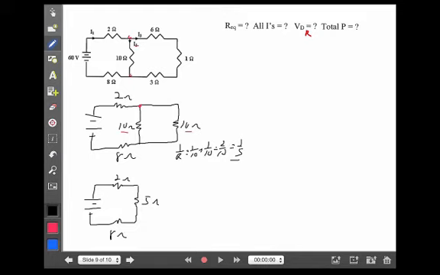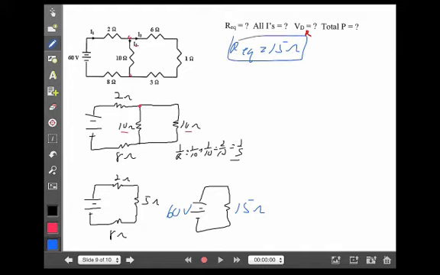Okay? Now remember, I just reduced a parallel, so I should look for a series to reduce. It's pretty obvious I've got a series now, because that 2, 5, and 8 are all on one path together. So now I can get my simple circuit, and when I add those together, I get 15 ohms. So 15 ohms must be the REQ of the circuit.